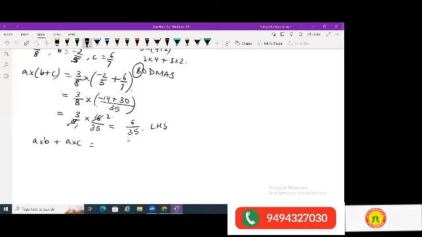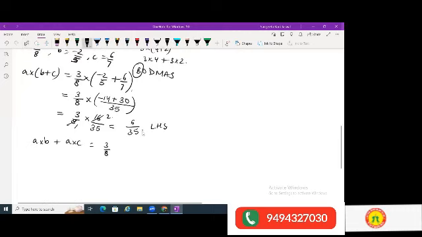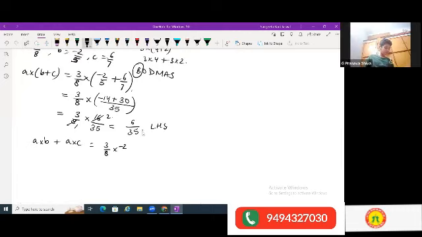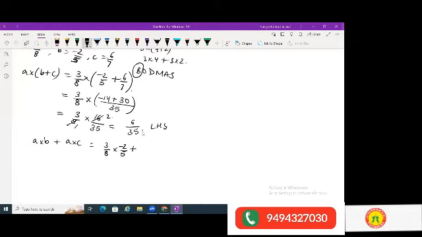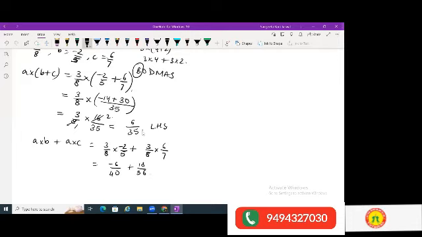So our A is 3 by 8. You can see here A is 3 by 8, B is minus 2 by 5, minus 2 by 5 plus A into C is 6 by 7. So you can have minus 6 by 40 plus this is 18 by 56. Okay, so when you add them, what do you get?